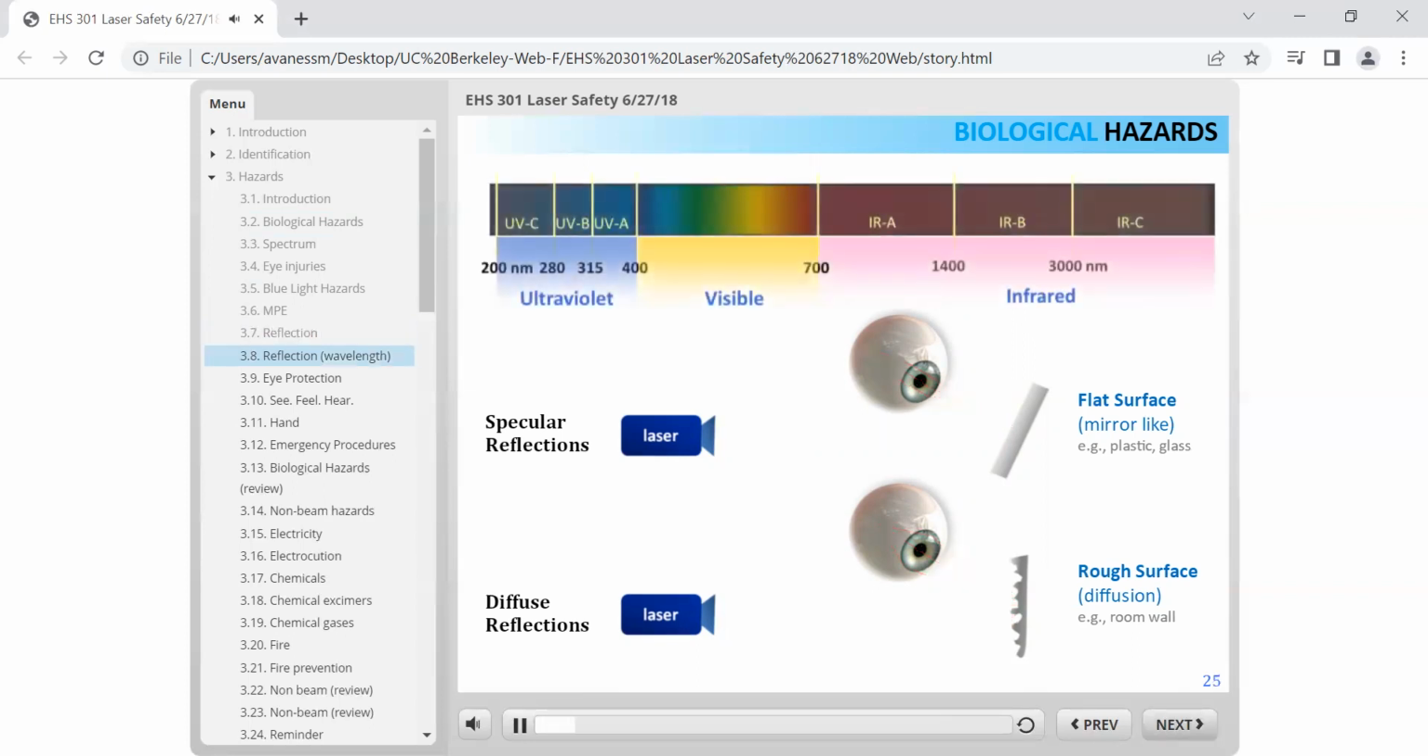Lasers that have shorter wavelengths, such as those in the UV region up to 350 nanometers, easily disperse off of rough surfaces through diffusion. In contrast, lasers that have longer wavelengths, such as those above 350 nanometers, tend to disperse easily off of flat surfaces through specular reflection.